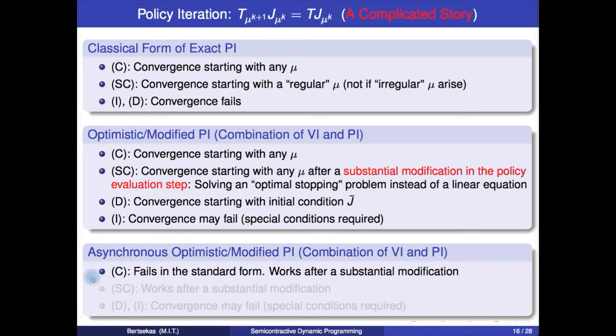We're not going to talk much about this, but just to record the results here. In the contractive case, the standard form fails because of asynchronism, and some modification is required, the type of modification we discussed here in terms of a stopping problem. Again, the same is true for the semi-contractive model, and for the monotone decreasing and monotone increasing models, convergence may fail altogether, and some special conditions are needed, and the situation is not entirely clear here. Some further research is necessary.